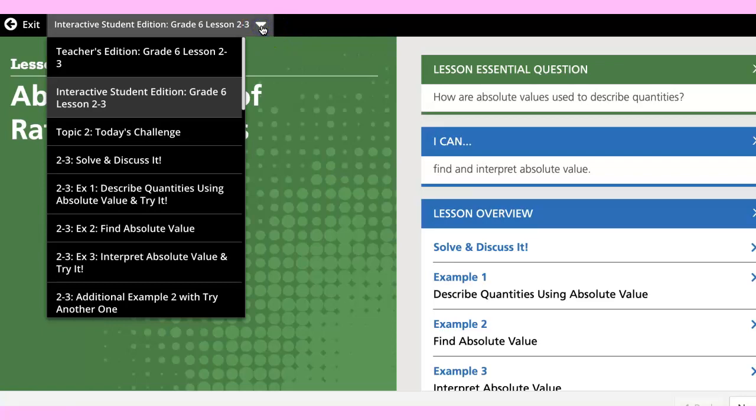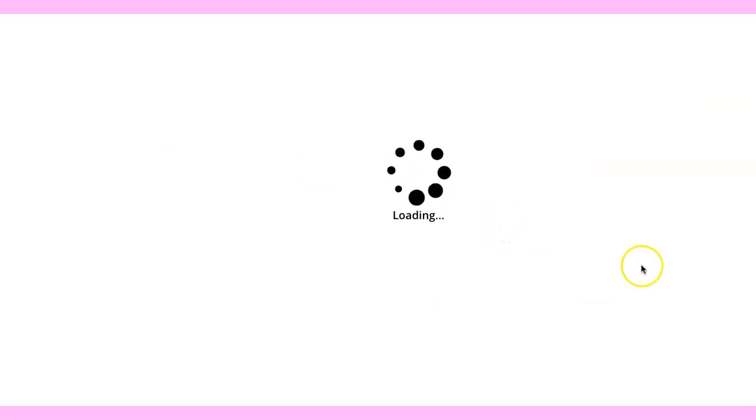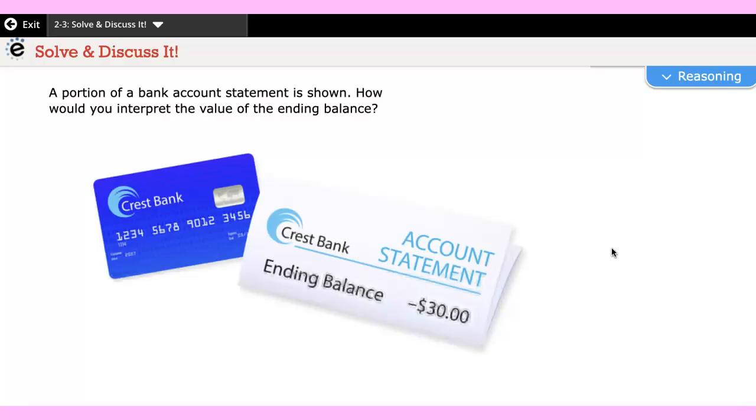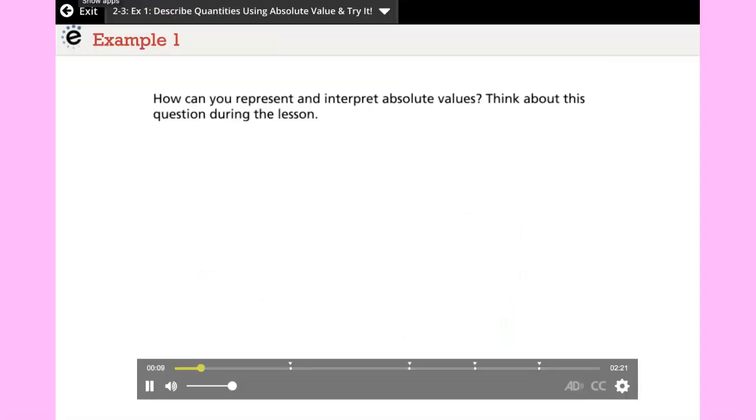So let's start with solve and discuss. I want you to think of this problem. A portion of a bank account statement is shown. How would you interpret the value of the ending balance? So this is the information. The ending balance is negative $30. I want you to pause a little bit and think about what it means when you see this in your bank. I'll give you time. And interpret absolute values. Think about this question during the lesson.